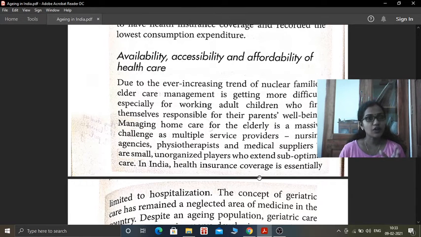One of the challenges faced by the elderly people that we discussed earlier is the trend of nuclear families. When the system of joint family collapsed and families became nuclear, it started to adversely affect especially the elder ones, the older people. Here the author is again mentioning the same. He is saying, due to the ever increasing trend of nuclear families, elder care management is getting more difficult, especially for working adult children who find themselves responsible for their parents' well being.